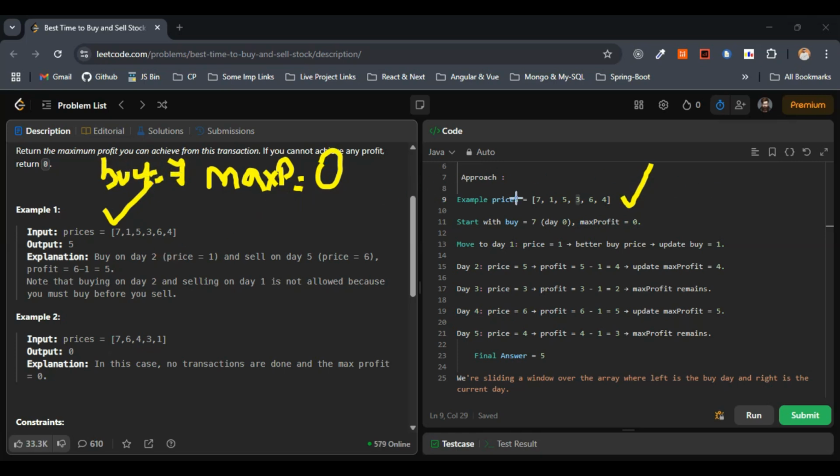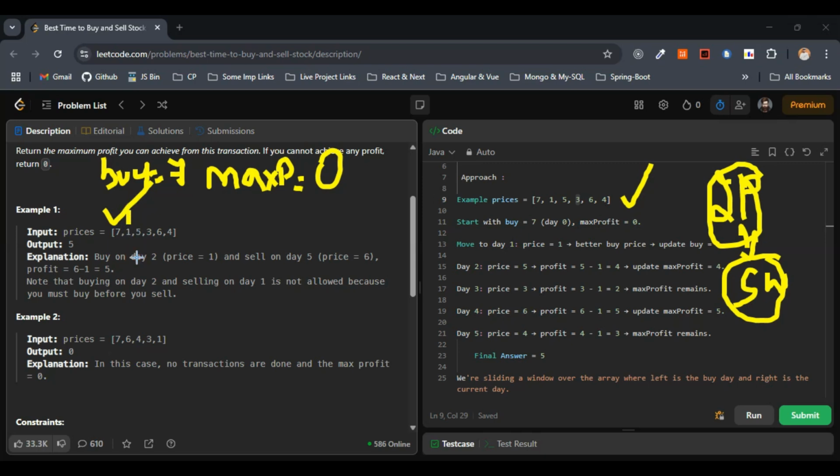We'll be going with the two pointer approach, or basically the sliding window approach. So we'll be going with a sliding window with two pointers. Buy will be 7 and max profit will be 0, and we'll move to day 1. Day 1 has the value 1.